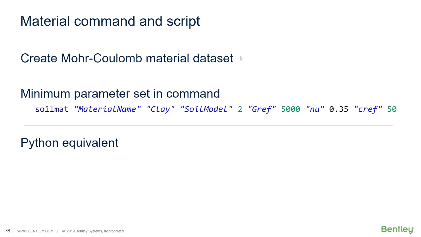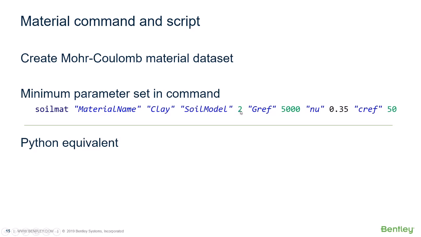But say that we want to use a Mohr-Coulomb material dataset. This is the minimum command that we need to set up a valid material dataset. The command is called soilmod. Then we have a parameter material name, which we have to give a name. In this case, we call it clay. Then we have another parameter, which is the soil model. We set it to 2. 2 refers here to Mohr-Coulomb.